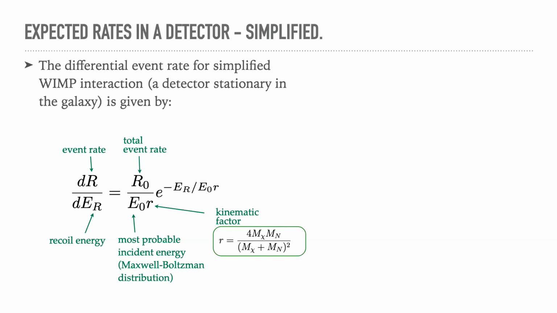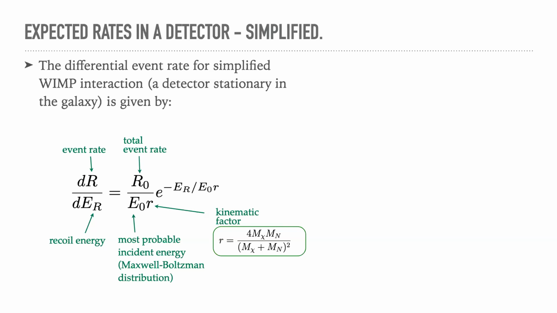So the differential rate for a very simplified WIMP interaction. Again, this is simplified: you have a stationary detector in the galaxy. This rate is given by dR, where R here is the event rate, divided by dE sub r, which is the recoil energy. I realize now that this was a terrible notation choice, but hopefully you'll understand by context. And this is equal to the total event rate R naught divided by E naught times little r.